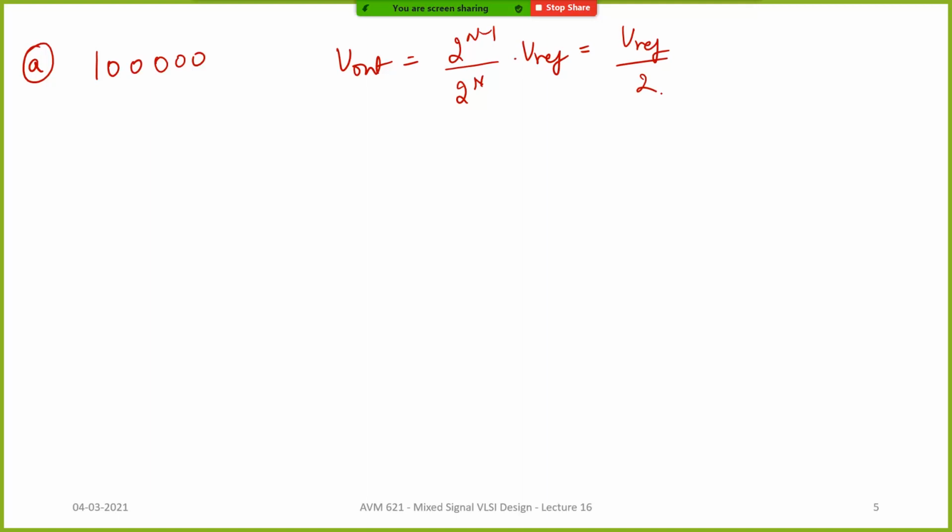So if MSB is 1 and the rest 0, MSB 1 is basically for VREF by 2. That's it. So if you have MSB 1 and all the rest zeros, 1 and all zeros code, your output has to be VREF by 2. Okay. So now let us figure out whether that is the case. So if that is the case, what happens?